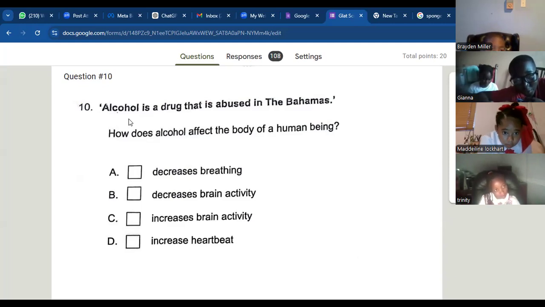A, decreased breathing. B, decreased brain activity. C, increased brain activity. Or D, increased heartbeat. Good. How does alcohol affect the body of a human being?